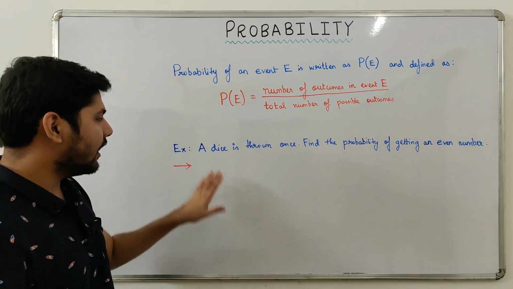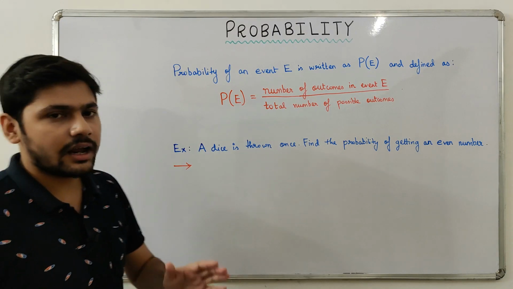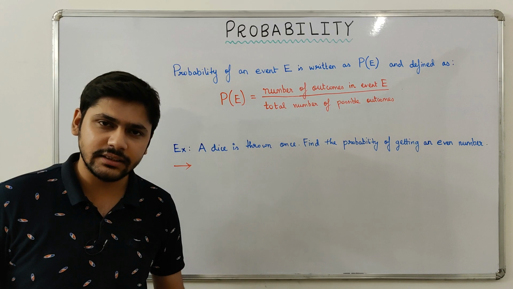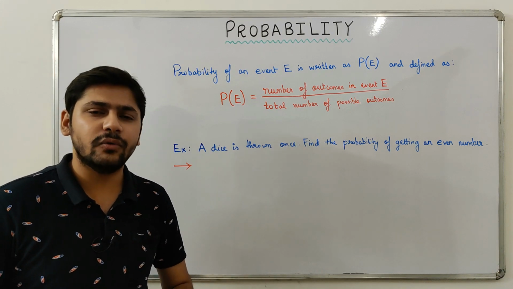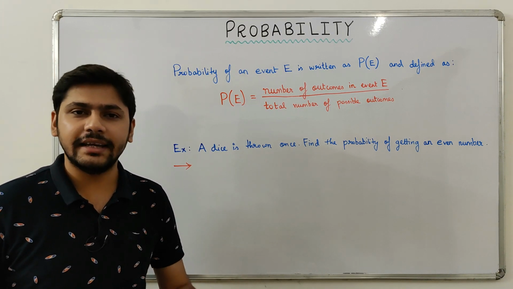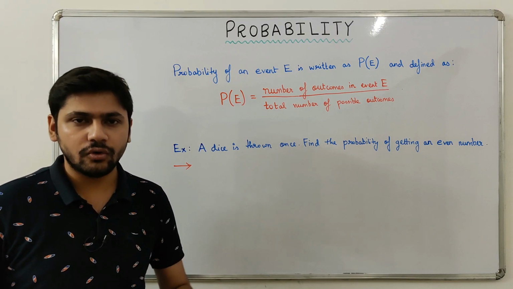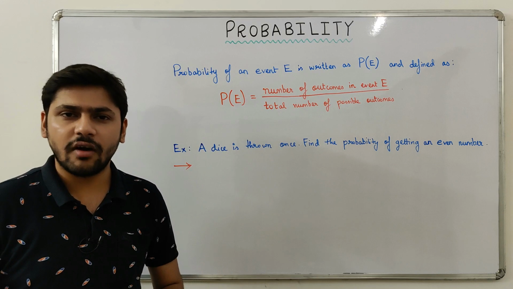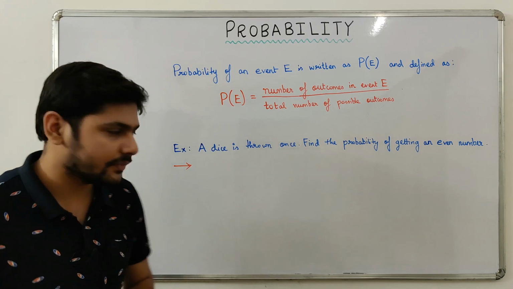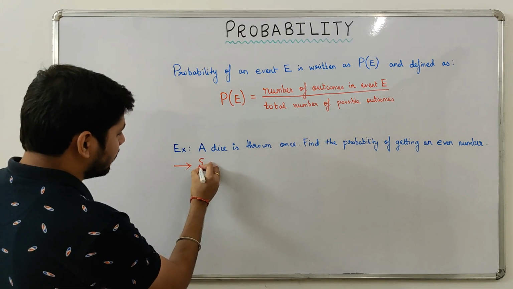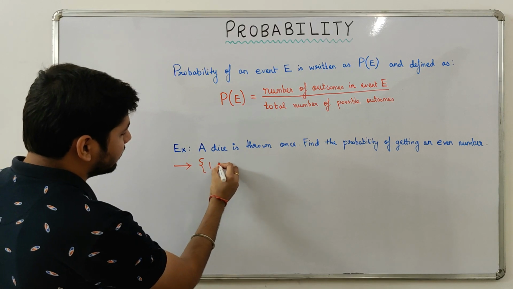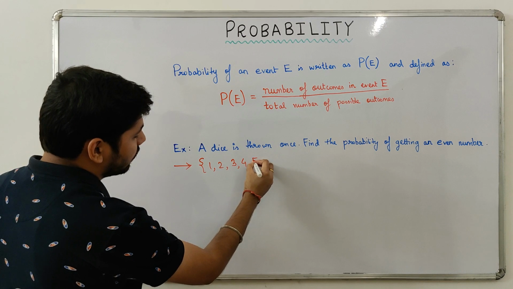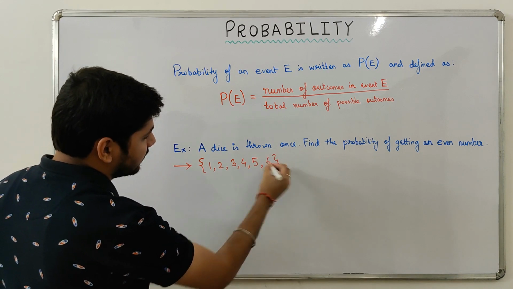In this example, a dice is thrown once. Now, a little while back in this video, I told you that if a dice is thrown once, the number of possible outcomes is equal to 6. That means you can either get 1 or 2 or 3 or 4 or 5 or 6. So the total number of outcomes is equal to 6. Let's write it down. We have the outcomes 1, 2, 3, 4, 5 and 6.